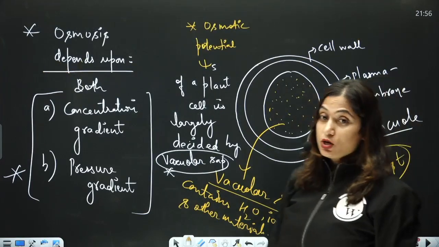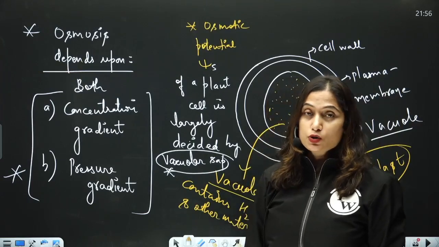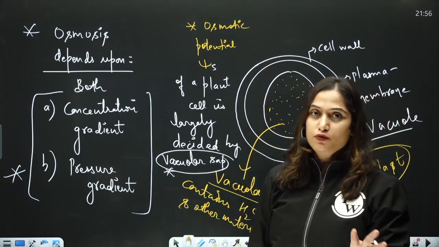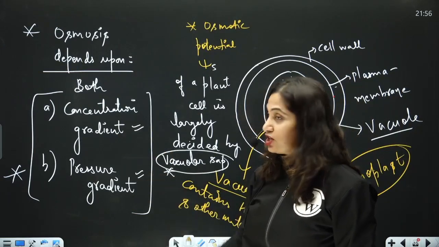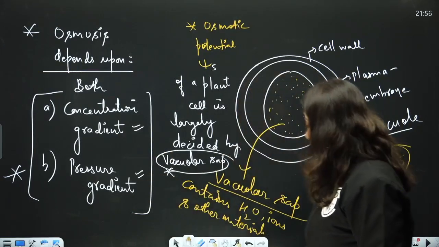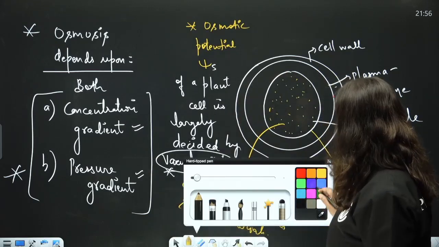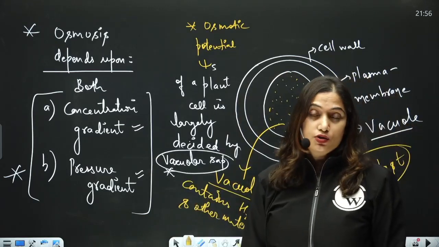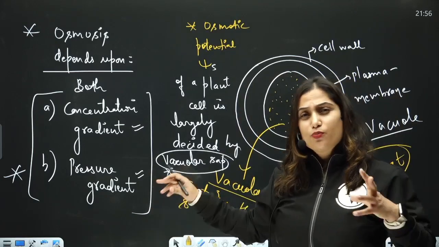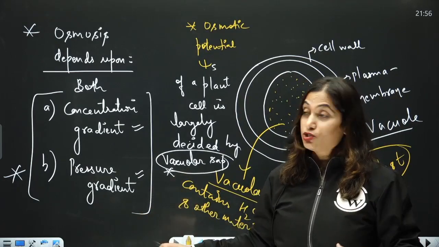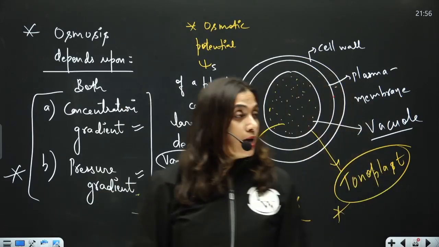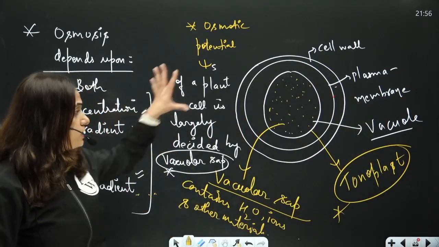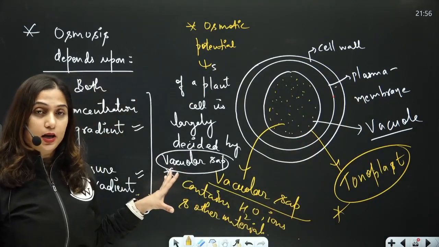Now, osmosis, remember this beta, is the only case of diffusion which depends on concentration gradient as well as pressure gradient. Otherwise, diffusion always depends only and only on concentration gradient, but osmosis depends on both concentration plus pressure gradient. This question comes directly. This is very important. Then, these are the lines of NCERT, very important.